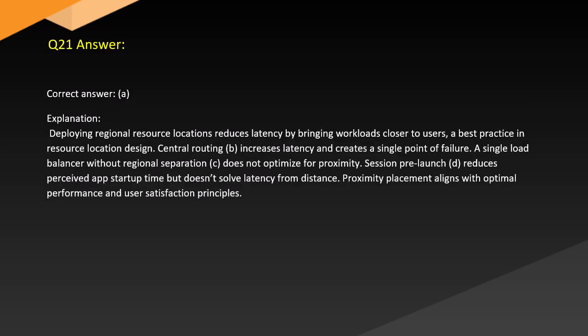Answer. Correct answer: A. Explanation. Deploying regional resource locations reduces latency by bringing workloads closer to users, a best practice in resource location design. Central routing (B) increases latency and creates a single point of failure. A single load balancer without regional separation (C) does not optimize for proximity. Session pre-launch (D) reduces perceived app startup time but doesn't solve latency from distance. Proximity placement aligns with optimal performance and user satisfaction principles.